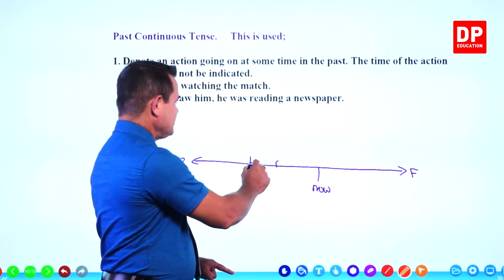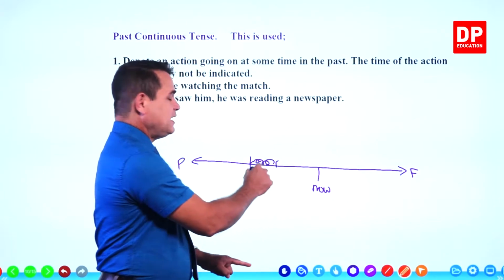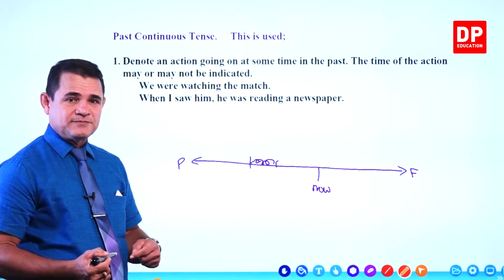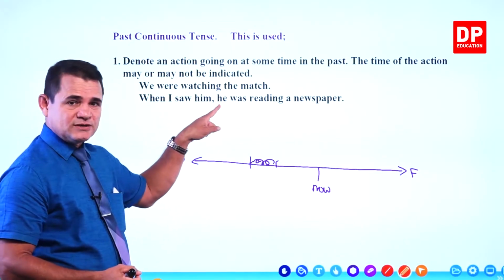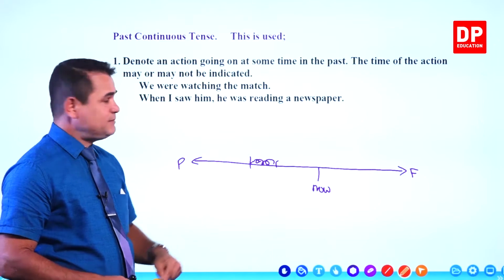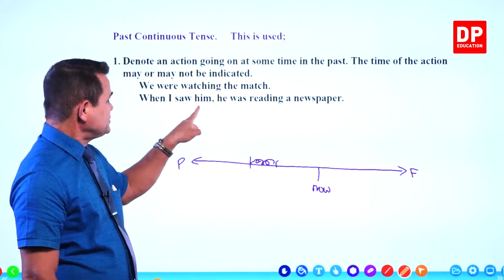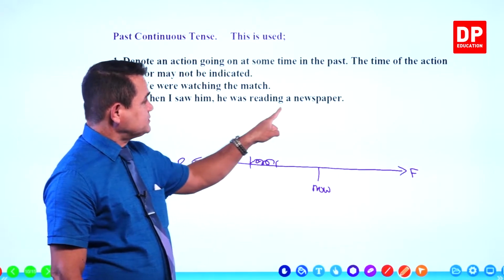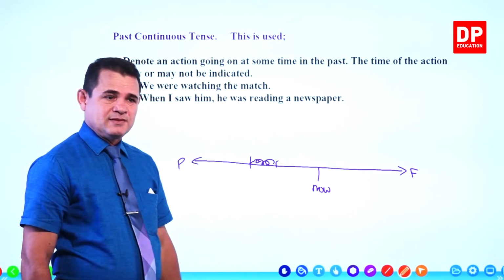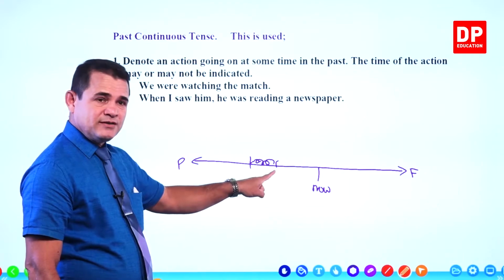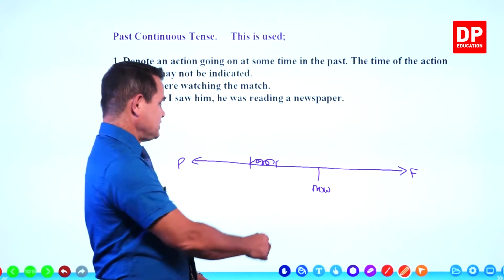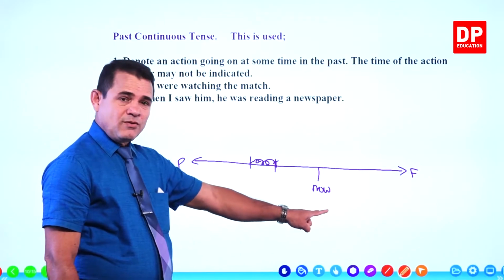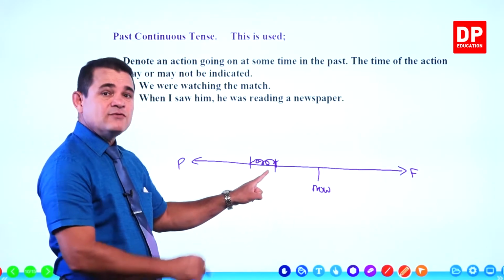එයා බලමින් සිටියා. He was watching. අපි නම් we were watching. He was watching the match. When I saw him, මම එයාව දකින්න විට, he was reading a newspaper. I saw him at a certain point in the past. අතීතේ යම් මොහොතක්. අපි හිතමු මේ මොහොත කියලා. Not now. මං එයාව දකින්නකොට he was reading.